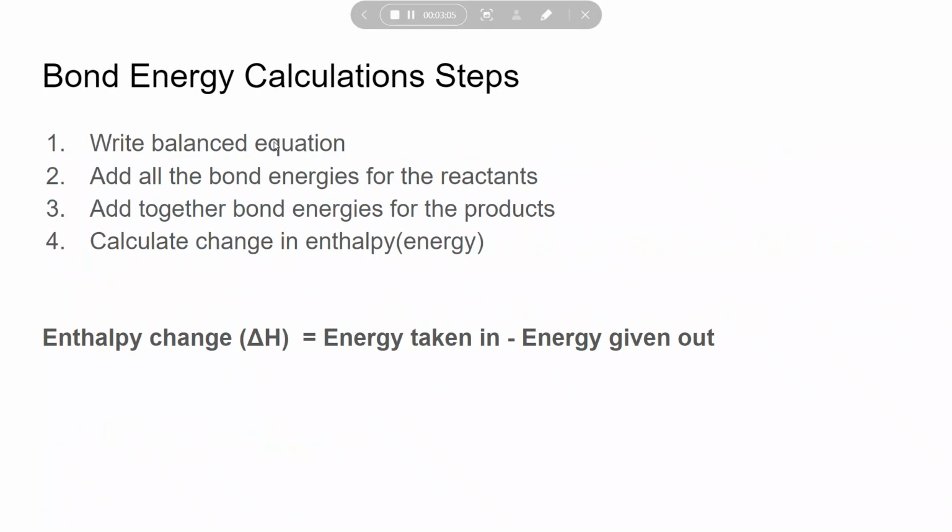Calculating bond energy is very simple. All you have to do is follow these 4 steps. First, write a balanced equation. Secondly, add all the bond energies for the reactants. And third, add together the bond energies for the products. And finally, calculate the change in enthalpy by using this equation: energy taken in minus energy given out.